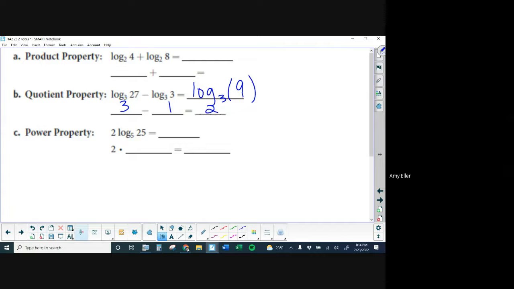These are ones you can do in your head. 3 to the 3rd is 27. 3 to the 1st is 3. 3 minus 1 is 2. And it does check out because I would need an exponent of 2 to get 9.